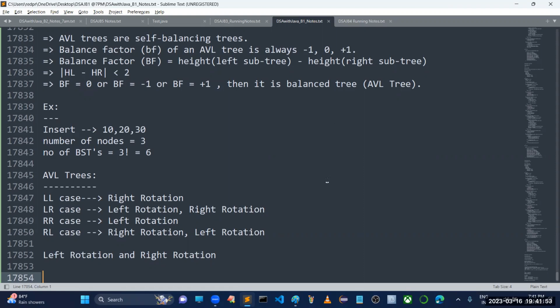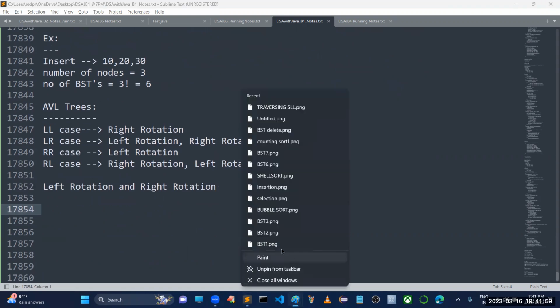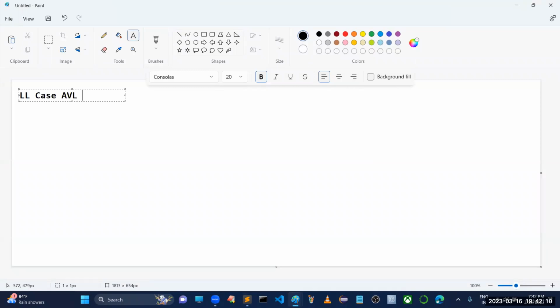Right. Now, sir, I need to go with some other diagram. Here the AVL tree diagrams are completed. The first diagram I'm going to take here is the LL case, an AVL tree example. I'm not taking any notes, I just want to take the representations and show you how it will be.